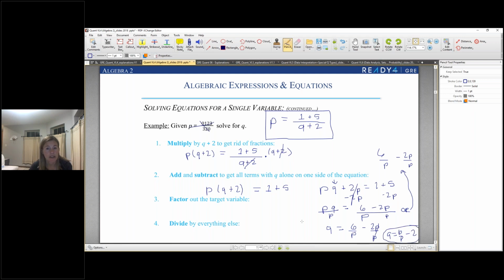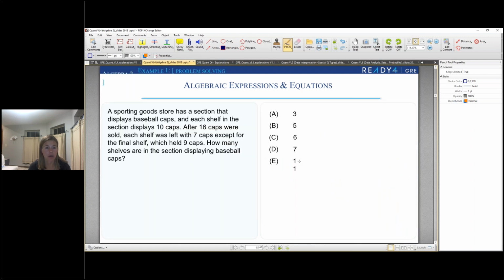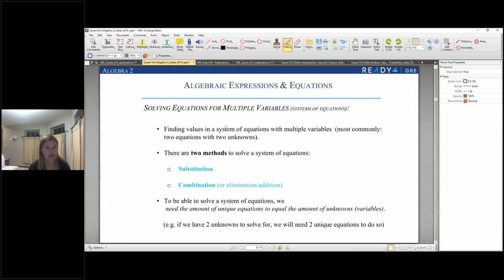Okay. So that goes through all the different processes that you might need to do to get a variable alone. That's how you solve for a single variable. You try to get the fractions out of there, and then work from the outside in towards the variable that you want to solve for. All right, so this is not a problem we're going to do tonight. That's an okay problem, but not really worth doing.